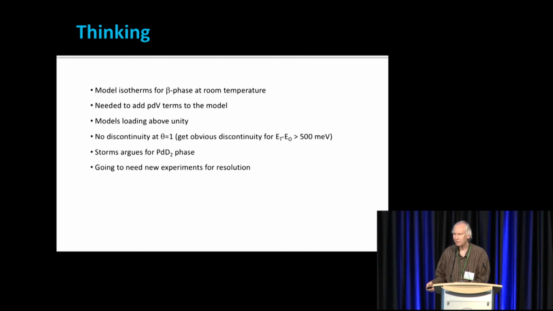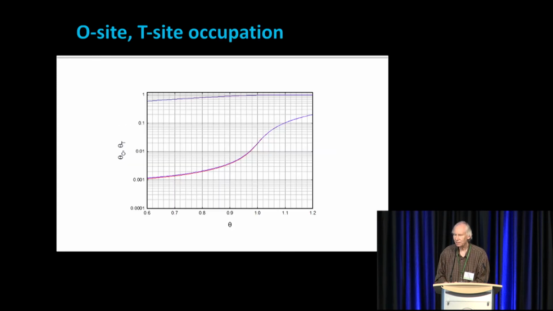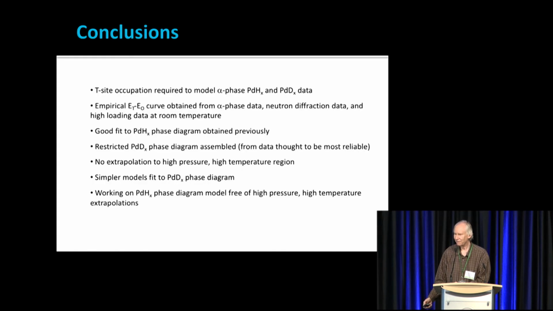But in this kind of model, there's a much gentler thing. You can see a version of it for the O site and T site occupation. The tetrahedral site occupation in this model shows a gentle ramp up near a loading of 1.0. And again, at the moment, since we know so little from experiment about T site occupation at high loading, this is just a model, and we're going to need experiment to sort it out.